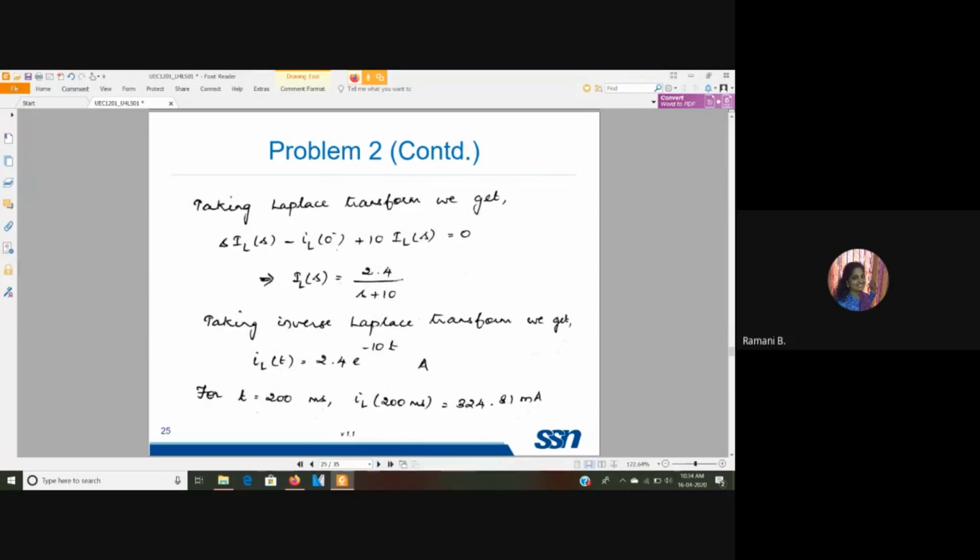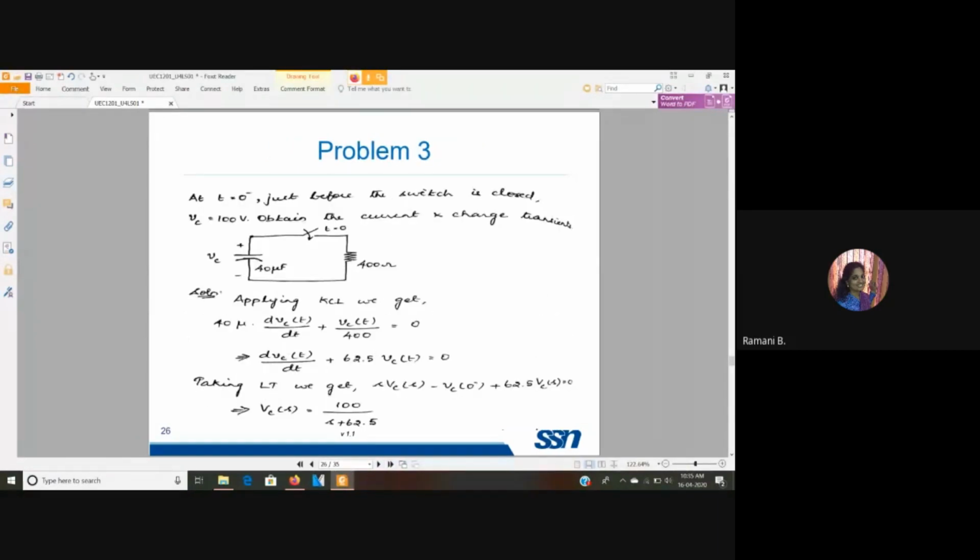Now taking Laplace transform, we have s into IL of s minus IL of 0 minus plus 10 into IL of s is equal to 0. And we found IL of 0 to be 2.4 amps. So with respect to that, IL of s is equal to 2.4 by s plus 10. And taking inverse Laplace transform, we have 2.4 into e power minus 10t. Now we need to find the value of current through the inductor at t is equal to 200 milliseconds. So substitute this t is equal to 200 milliseconds and give the value for current. So we get 324.81 milliamps. Next we shall see problems using RC circuit.